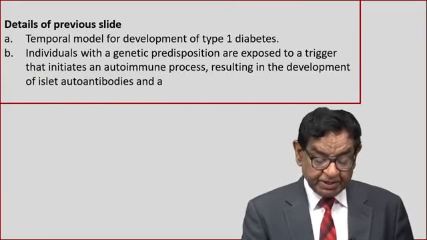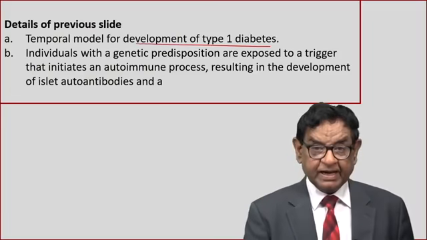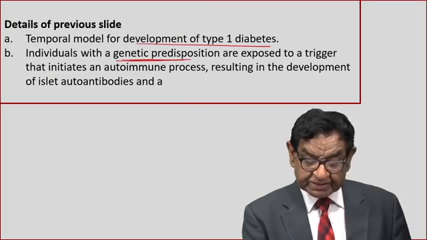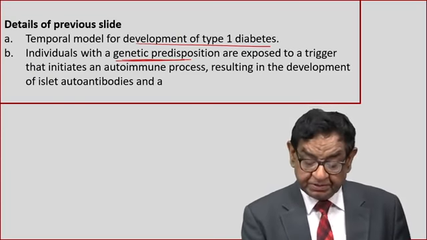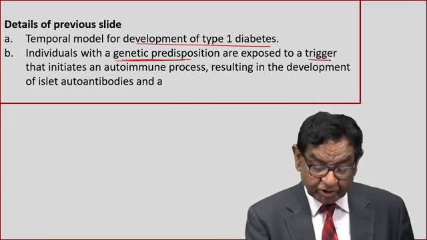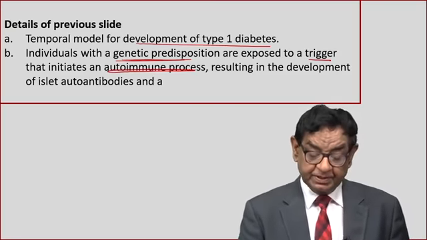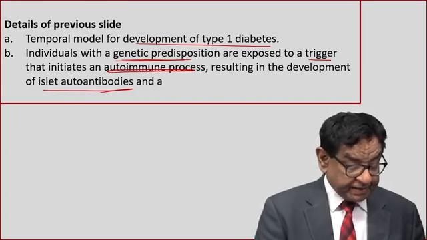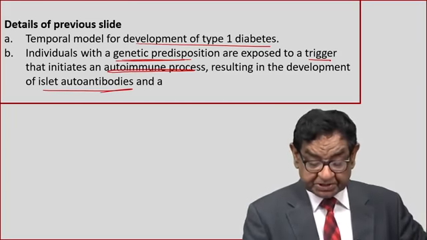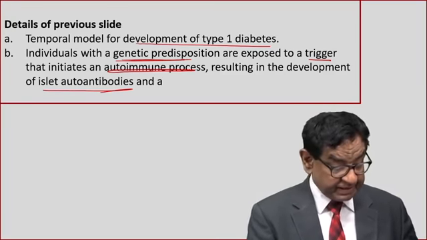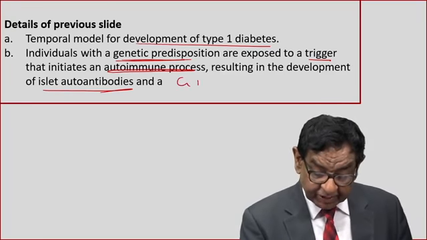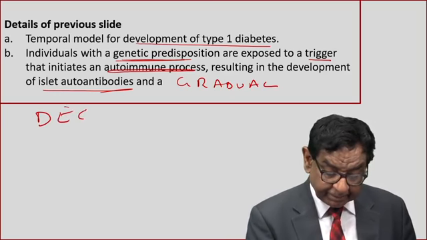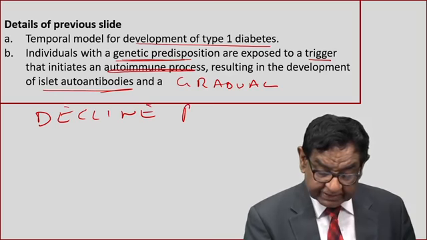So let's talk about the temporal model for development of type 1 diabetes. An individual with genetic predisposition, underline this word, has a trigger that initiates the autoimmune process, and that leads to development of islet cell antibodies, and that also leads to destruction of beta cells, and that leads to a gradual decline in beta cell mass.